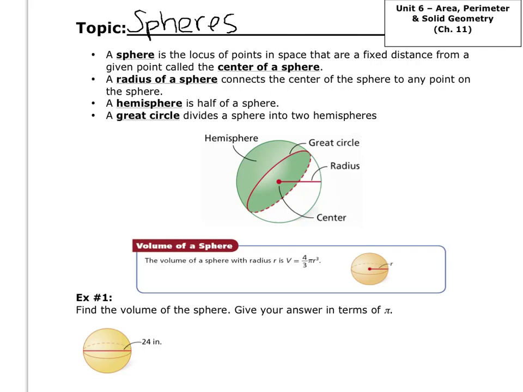And now the great circle. If you remember when we studied cross sections, if we were to cut that sphere in half, we would see a circle. And so when you look at that circle, you are thinking of a two-dimensional, or just a regular, circle. So sometimes we'll use that in our calculations.